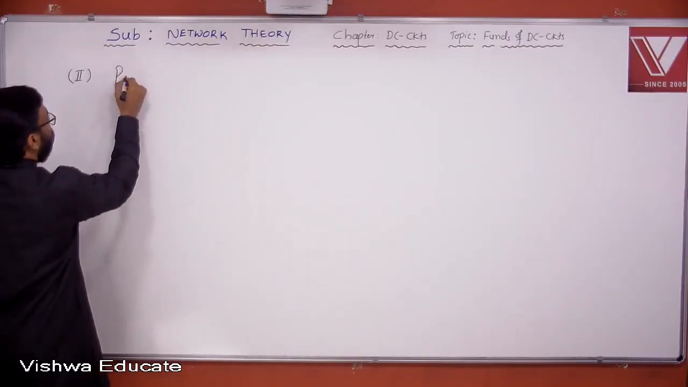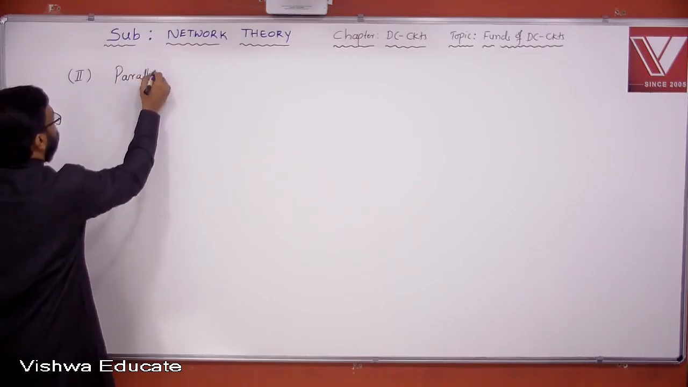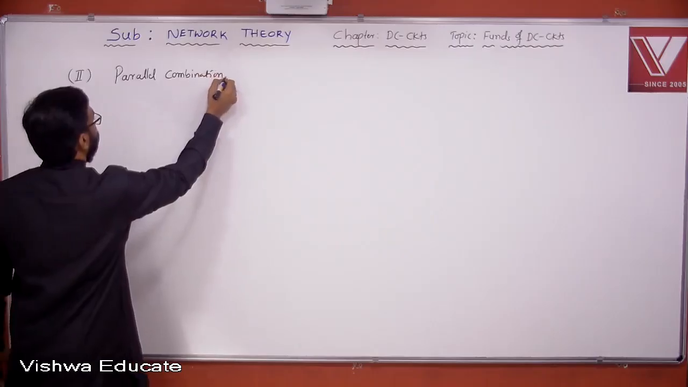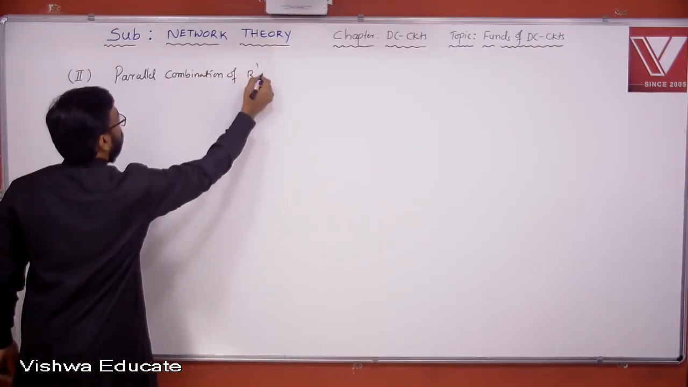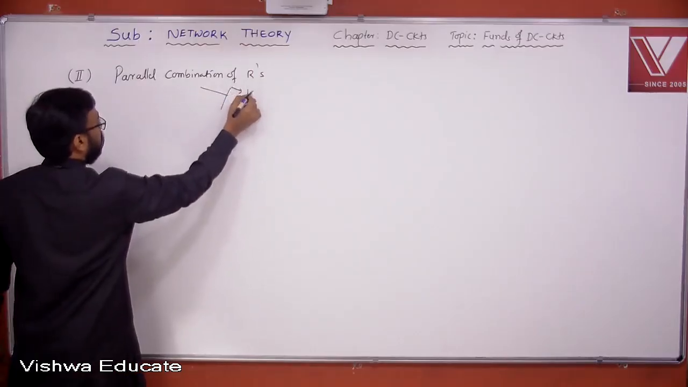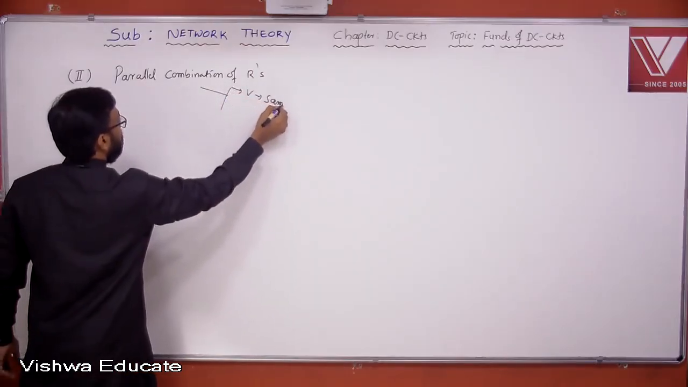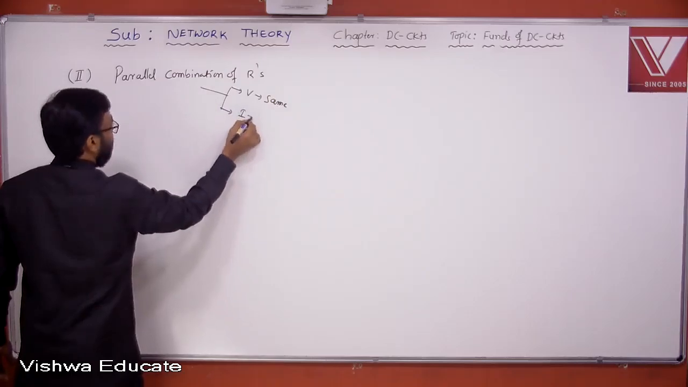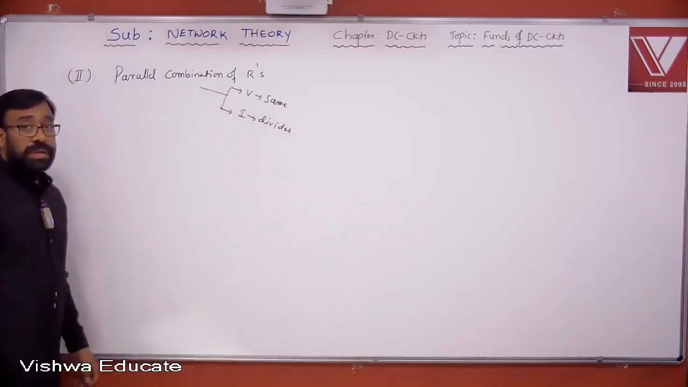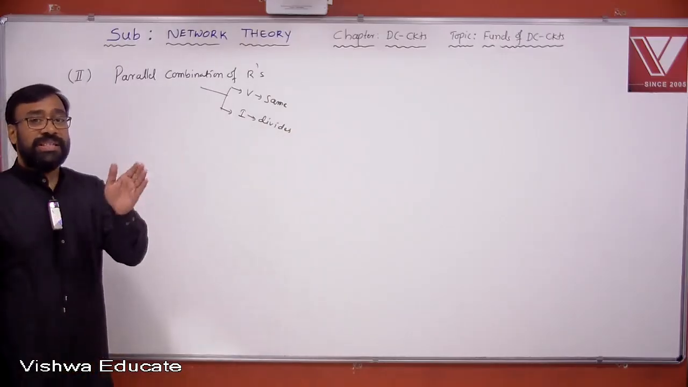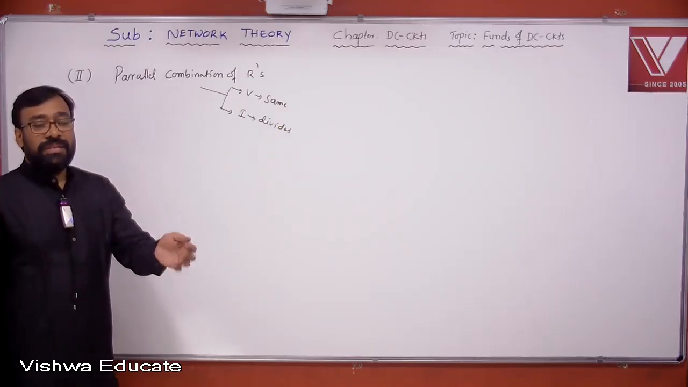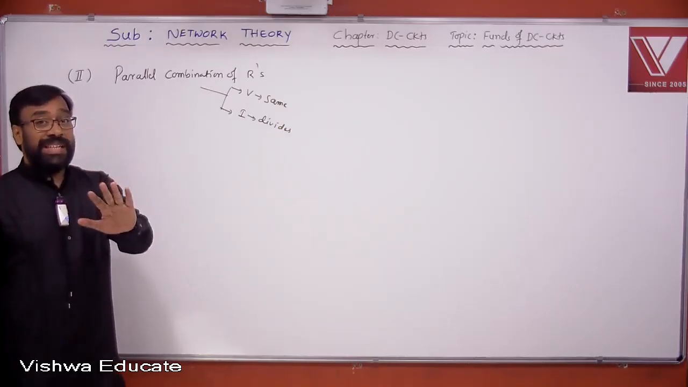Now, parallel combination of resistors, please write down. What is parallel combination? Voltage must be same. And obviously current divides. In case of series combination, current is same. But remember, the voltage will automatically divide. When current is same, then only it is series combination.